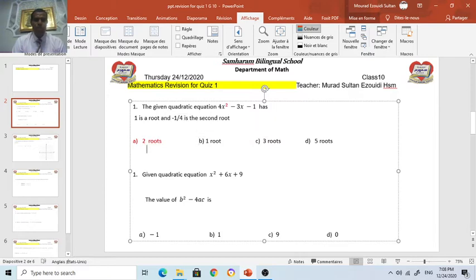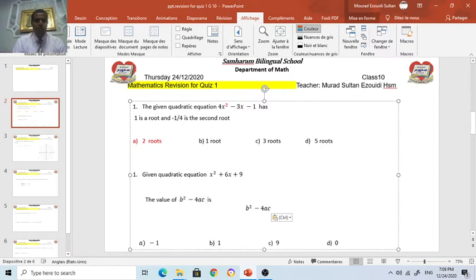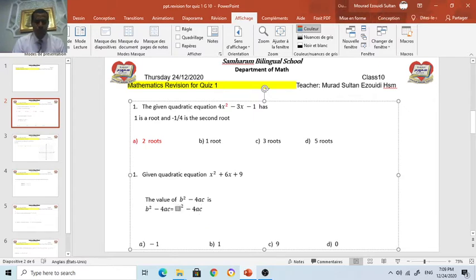For question number 2, given that the quadratic equation is x squared plus 6x plus 9, we will try to find the value of the discriminant, which is b squared minus 4ac. First of all, my learners, whatever your quadratic equation is, you should work out the value of the discriminant. So b squared minus 4ac. What is b? Look here, b is 6.